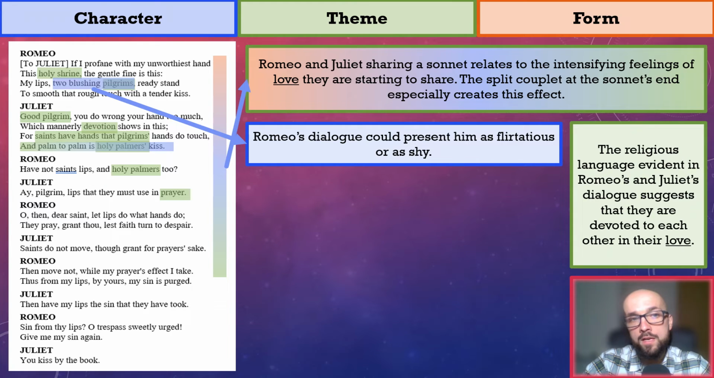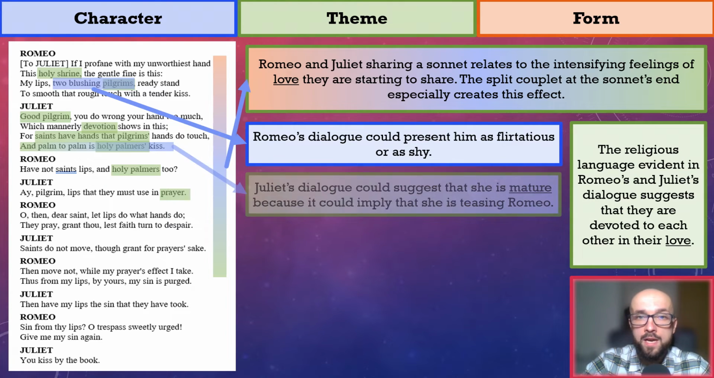Now, when Juliet refers to the holy palmer's kiss, this could imply that she is somewhat mature. This is because by ridiculing Romeo's figurative language and suggesting that they should hold hands rather than kiss, she is teasing him. And teasing is, of course, a form of flirting.